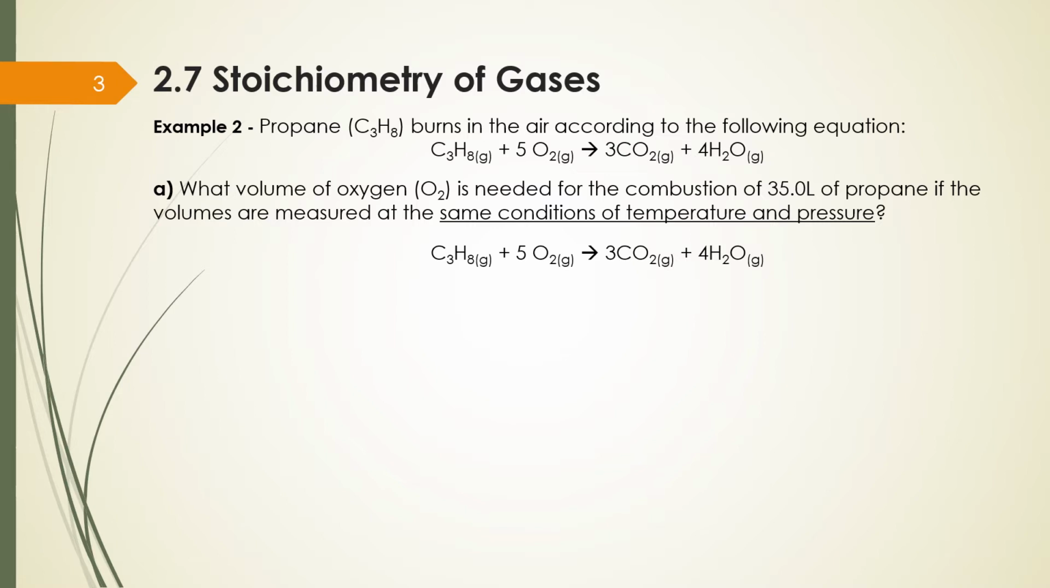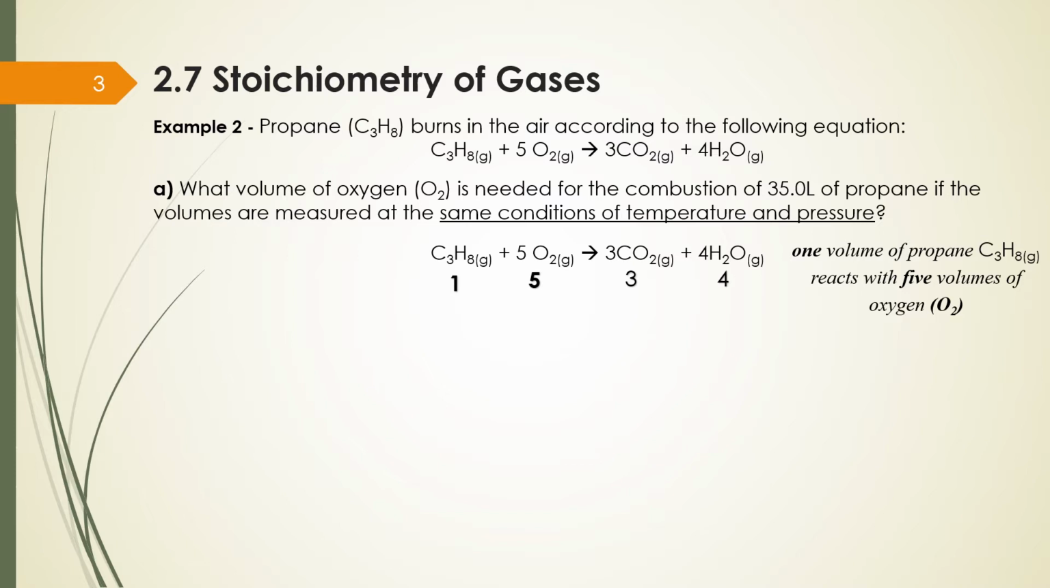Now, what do I need to do? First, I need to identify the ratio of the coefficients. So what does that mean? For 1 volume of propane, I need 5 volumes of oxygen, okay? Here it's asking what volume of oxygen is needed for the combustion of 35 liters of propane. So I know that 1 volume of propane reacts with 5 volumes of oxygen, okay? And I also have 3 CO2 and 4 H2O.